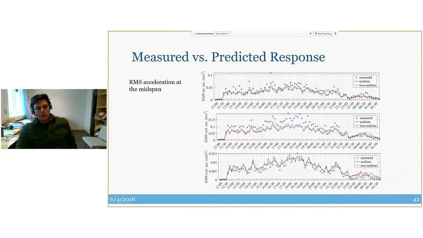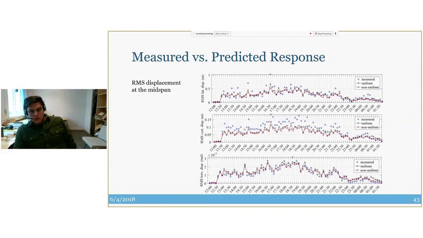And here I give the comparison between the measured and predicted response. And this is the acceleration response. So these are actually not that bad, except for the vertical acceleration. For vertical acceleration, the analysis gave lower estimates of the response, and this is problematic. It's not safe. But for the lateral and torsional responses, we got quite good predictions.